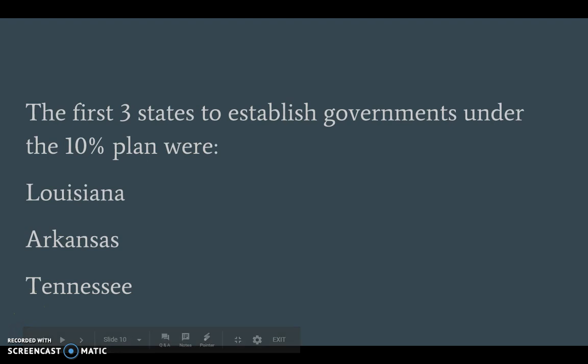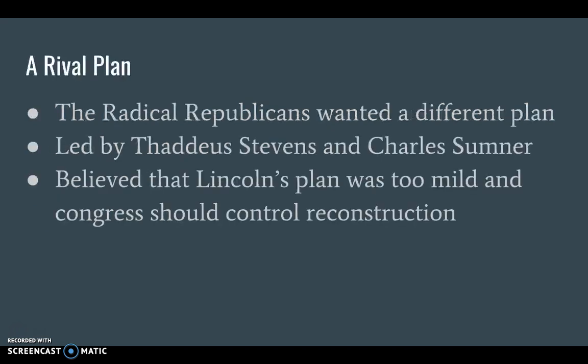But there was a big problem with that. These states became caught in a struggle between the President and Congress when Congress refused to seat the states' representatives. They thought that President Lincoln's plan was too weak, and they wanted a different plan. And their different plan was known as the Radical Republicans. They were led by Thaddeus Stevens and Charles Sumner. They believed that Lincoln's plan was too mild and Congress should be in control of Reconstruction.